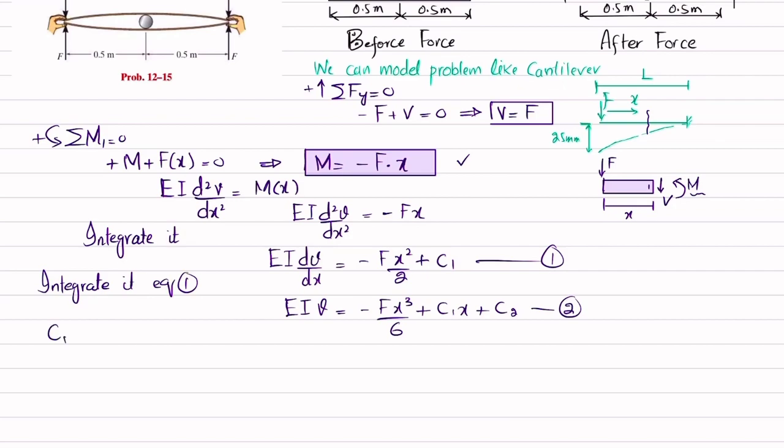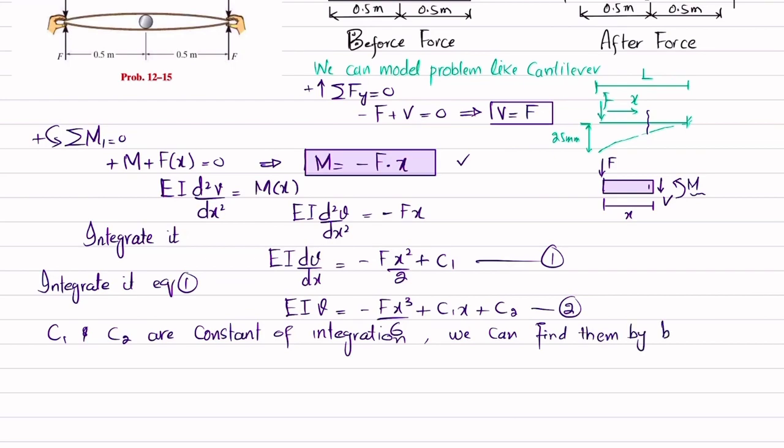C1 and C2 are constants of integration, so we can find them by using boundary conditions.